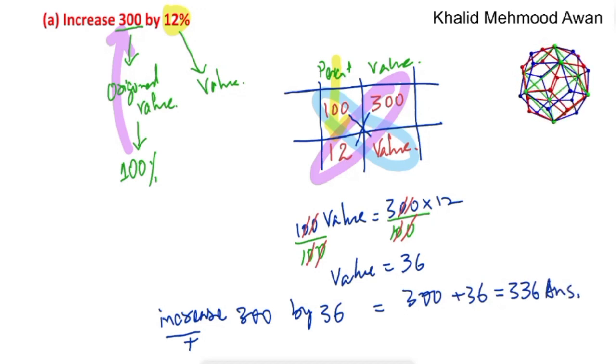So now hope you understand how we could solve the problem, whether it's about increase, decrease or percentage problem. So just by using a 2 by 2 table, we can easily find the result of any type of problem.